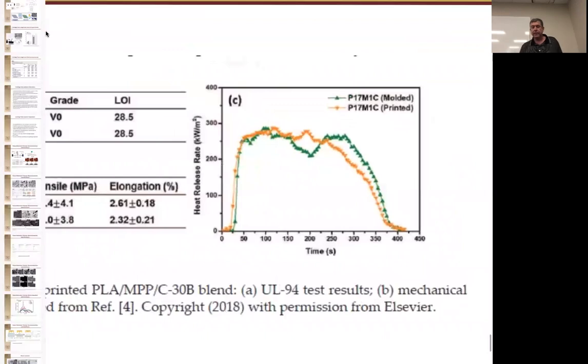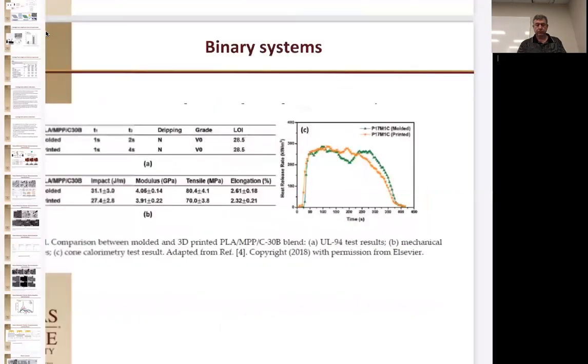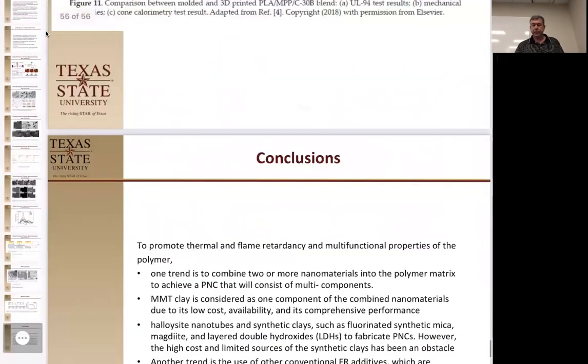And if you look at the heat release rates, we have good curves. They're really good curves. They're about the same, molded and printed. They start about the same and they end about the same. So overall, I would consider this a pass for a 3D filament being as good as the bulk, or as close to the bulk.